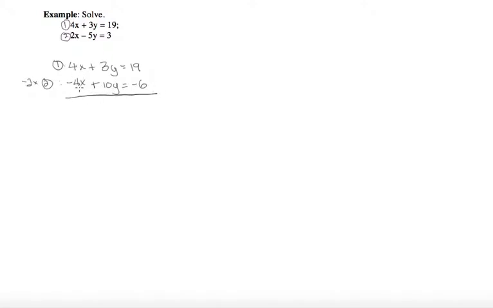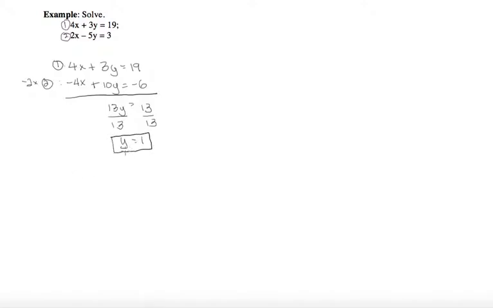Okay, so 4x minus 4x, well, that's just 0, so those canceled out. Now 3y plus 10y, that's 13y, and 19 minus 6 is 13. Well, that works out nicely because when I divide by 13, I get y is equal to 1. And there, I know what y is.